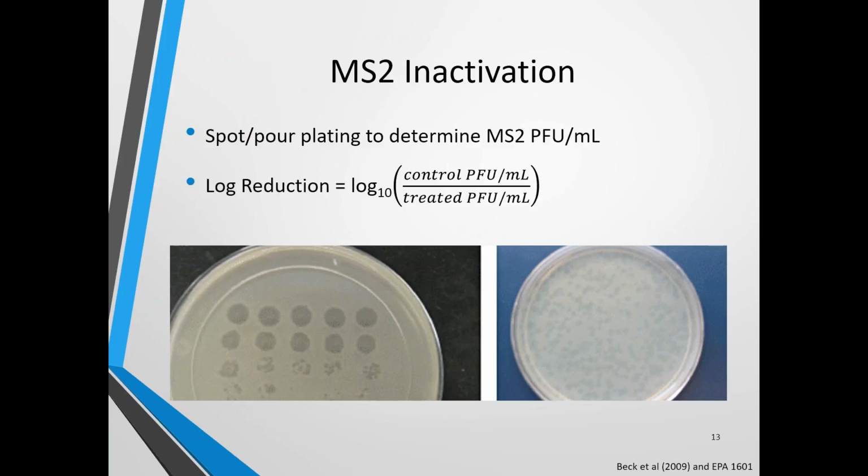After UV exposure, I measured the concentration of MS2 in the samples by a combination of spot and pour plating to determine the plaque-forming units per mL, which tells you how many virus particles were able to infect the E. coli. I calculated the log reduction as the log of the control versus the UV-treated samples.